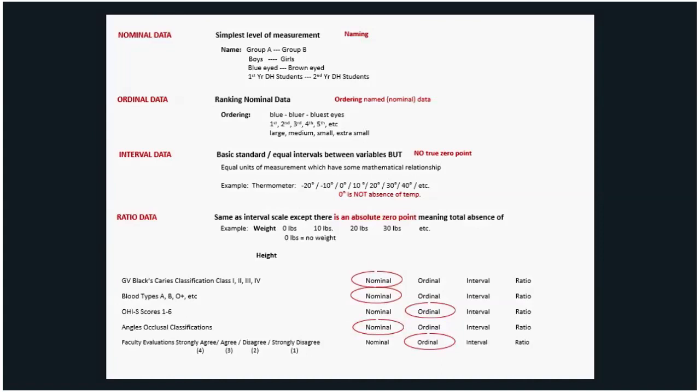No, we can't. If we had just strongly agree, agree, disagree, and strongly disagree, that would be nominal data. But by trying to plug in a number, that makes it ordinal data. It's still subjective data, but we're trying to quantify it, make it a little bit more objective so that we can plug it into a computer and get some statistics regarding it. Okay, so we are at the end of our time frame here.